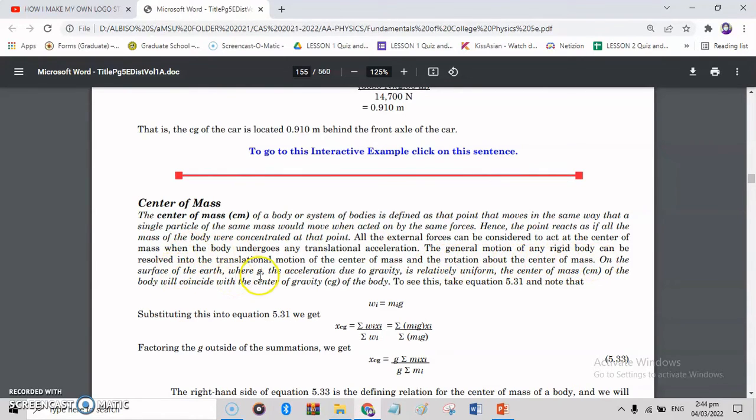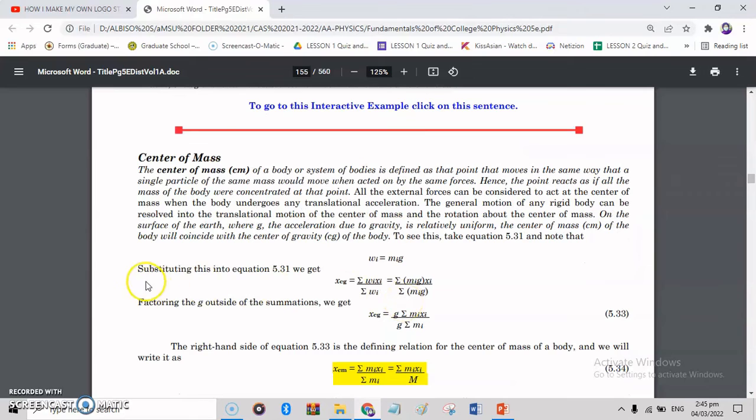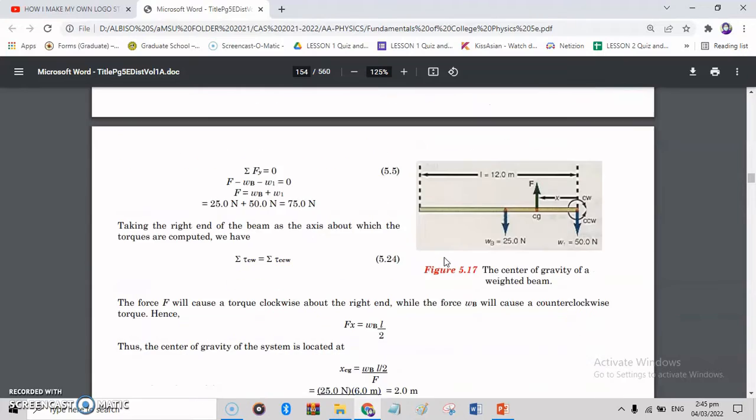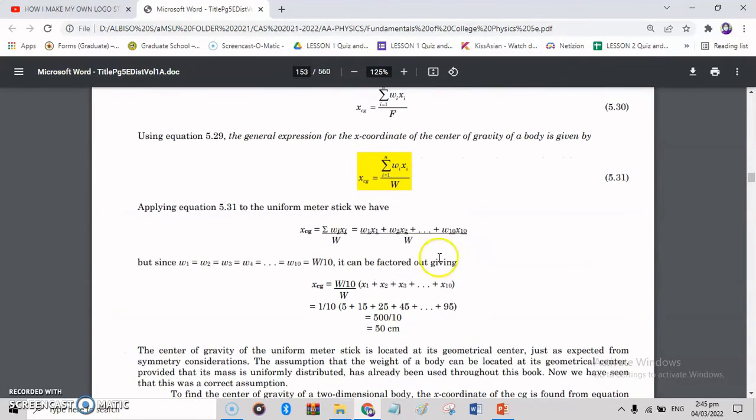On the surface of the Earth, where gravity G, the acceleration due to gravity, is relatively uniform, the center of mass of the body will coincide with the center of gravity of the body. And to see this, we take equation 5.31 and note that weight is equals to mass times gravity. Okay? Substituting this into equation na 5.31. Yung 5.31, ano nga yung 5.31? We have solved this a while ago na. Ito siya. Okay, summation of all the torques along the X.